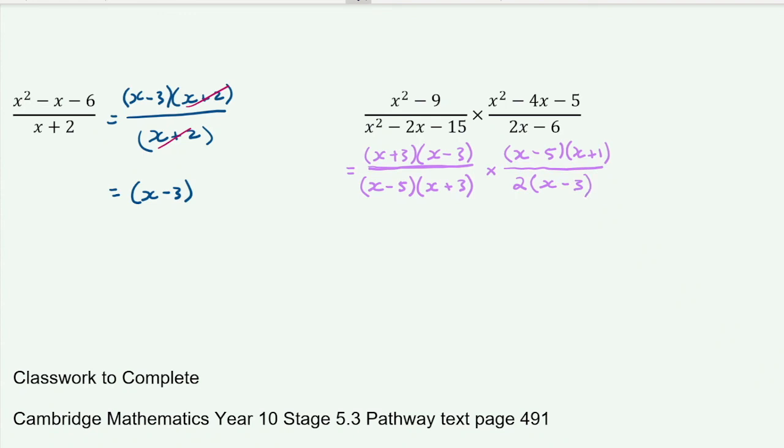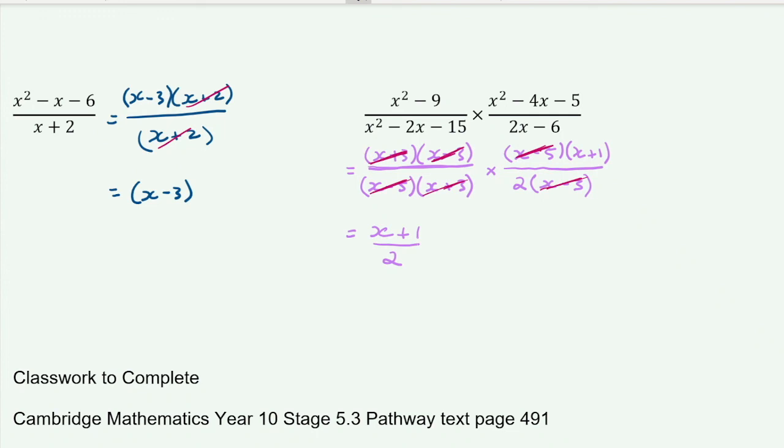Now all we have to do is we look at the tops and the bottoms. Because we are multiplying these two fractions together, we can actually cancel across them. So this x plus 3, well, it cancels out quite nicely with this x plus 3. The x minus 3, well, it cancels out with the x minus 3 across the way. This x minus 5, well, it cancels out with the other x minus 5. And there's only one bit left over, x plus 1. And then the over 2, because there's still a 2 there. Okay, don't forget about that too. We're just left with x plus 1 over 2.